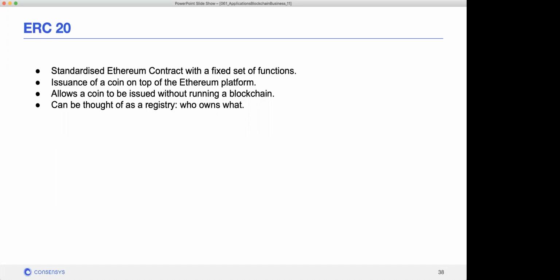So ERC20. An ERC20 is a smart contract. It's one of those Ethereum contracts, so it's just got some programmable logic. And you've got some fixed set of functions that are available. And the idea is you can issue a coin on top of Ethereum. It allows you to issue your own cryptocurrency without actually running your own blockchain. And you can think of an ERC20 contract as being a registry of who owns what. So for each address, you have how much of the coin or ERC20 coin that person owns.